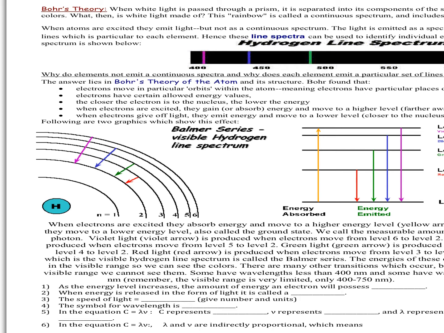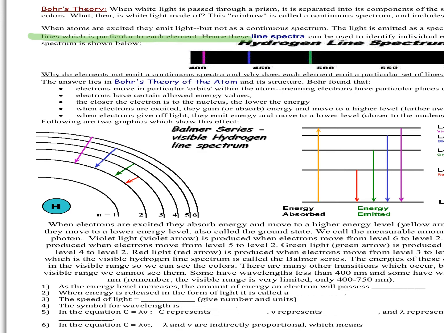This rainbow is called a continuous spectrum and includes all of the visible wavelengths. When atoms are excited, they emit light, but not as a continuous spectrum. And what we mean by excited is energy has been added to them. There's several ways to add energies. One of them would be to catch the element on fire, which is what we'll be doing in the flame test lab. The other one is to add electricity. That would also excite the electrons.